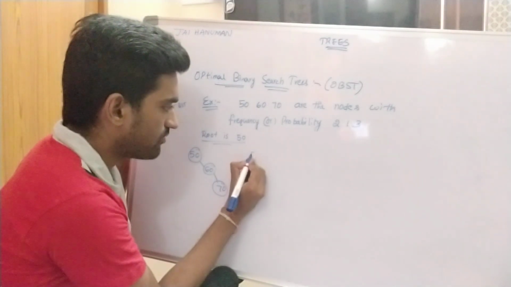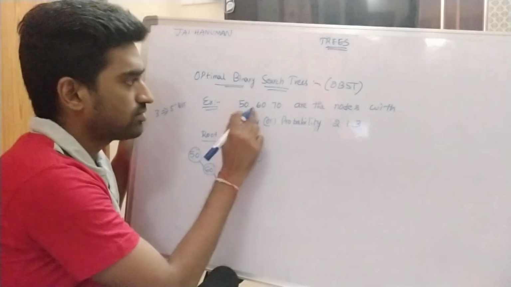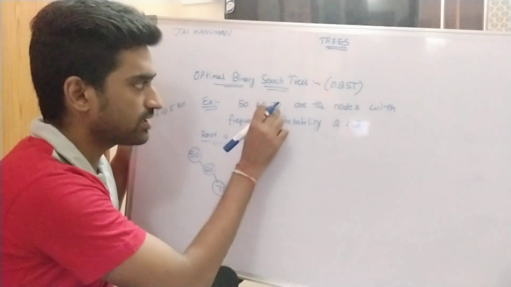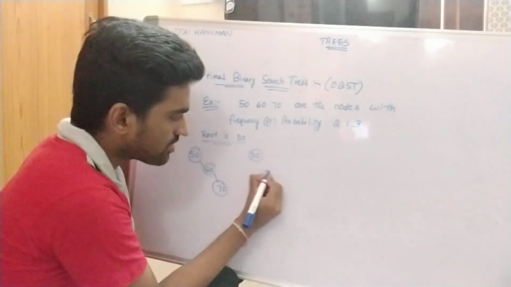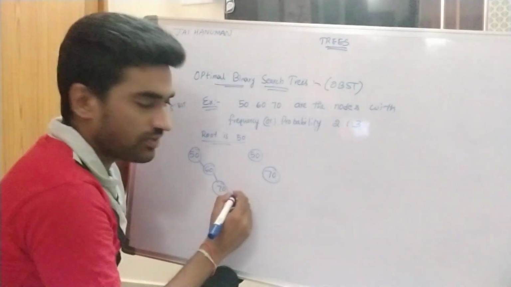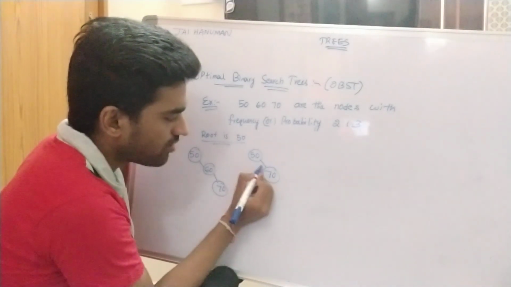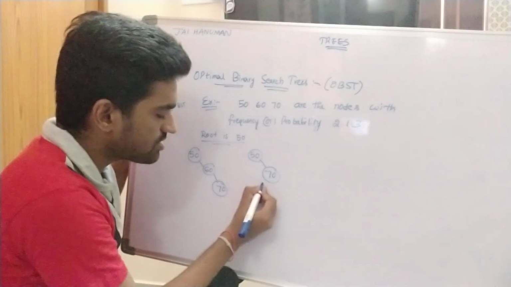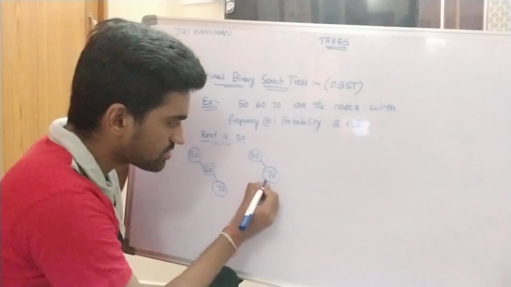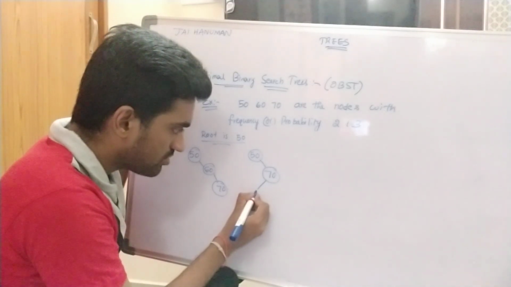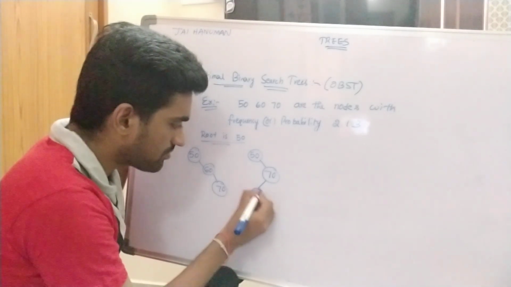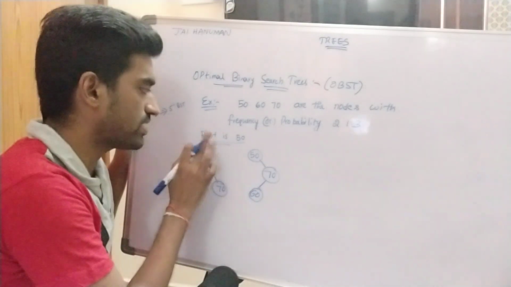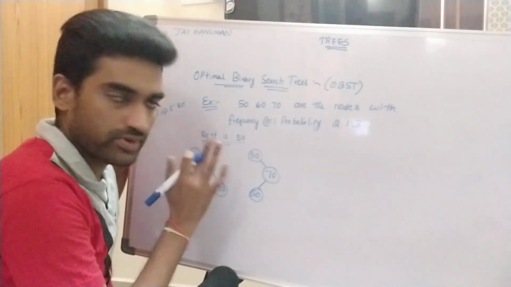Again we are considering 50. So the remaining 2 elements are there. So here, first of all, I am considering 70. 70 is also greater than 50, so that's why we can place it to the right of 50. Then I am considering 60. 60 is less than 70, so I am placing it to the left of 70. Right. So these are the two possible binary search trees when the root is 50. Fine.